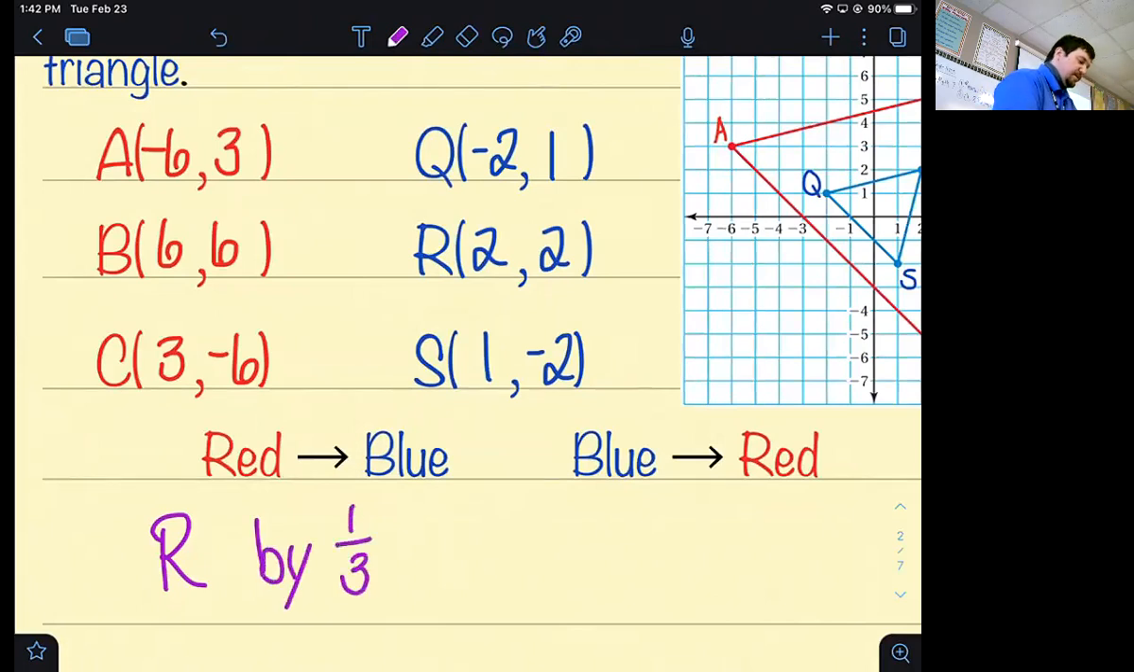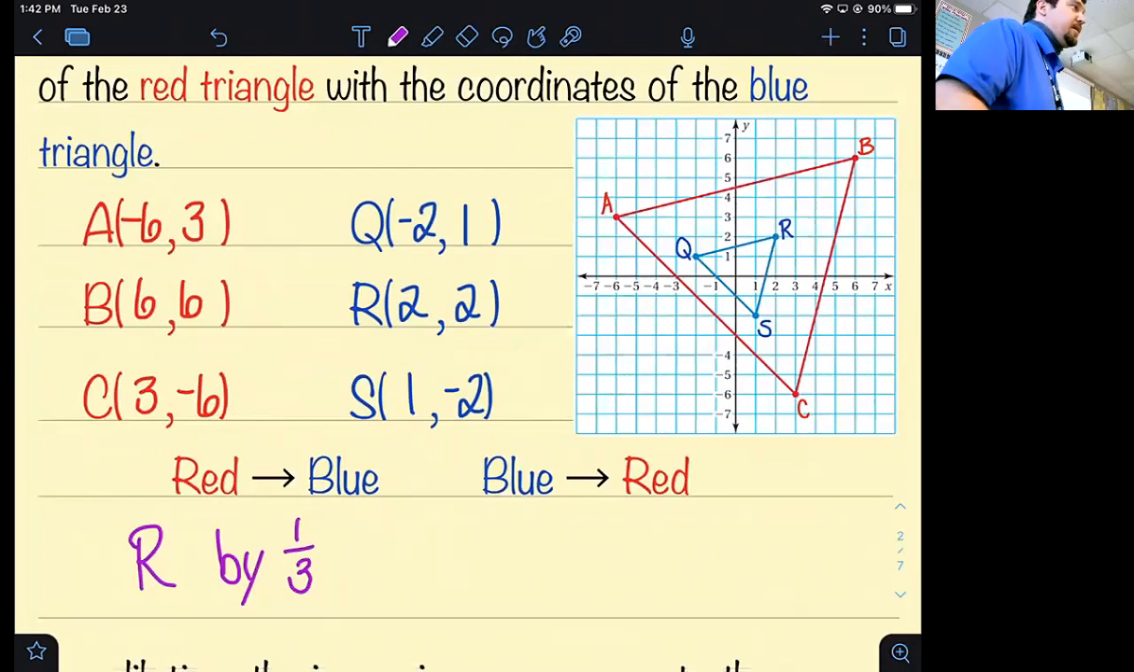Now, if you were thinking to yourself, they just divided them by 3, you're right. But the way that we do dilations is we always think in terms of multiplying. So instead of thinking divide by 2, we think multiply by 1/2. Instead of divide by 3, we say they were multiplied by 1/3. Instead of saying they were divided by 4, we say that they were multiplied by 1/4.